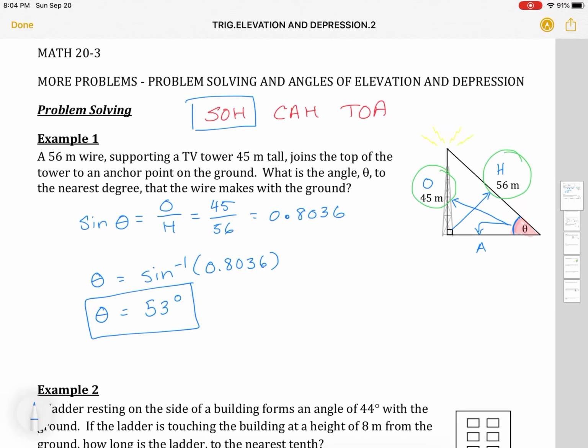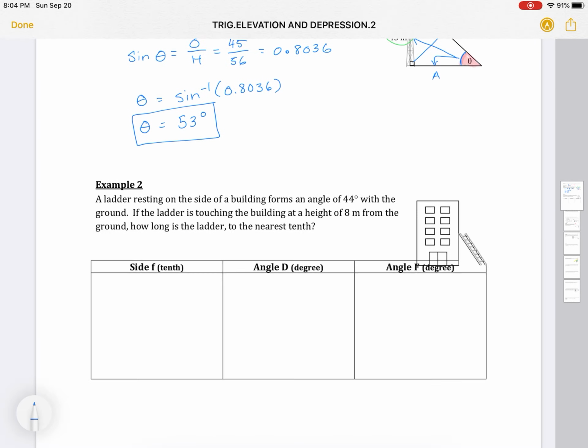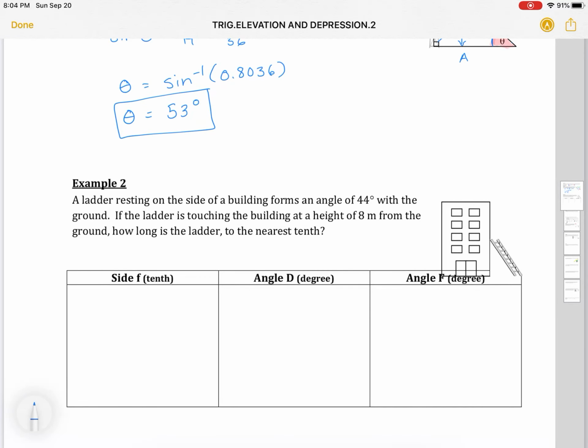So don't let the words freak you out. It's just a matter of interpreting. Once you draw your triangle, you can go through those same procedures. Label, circle, choose, solve. Okay, let's look at another example.